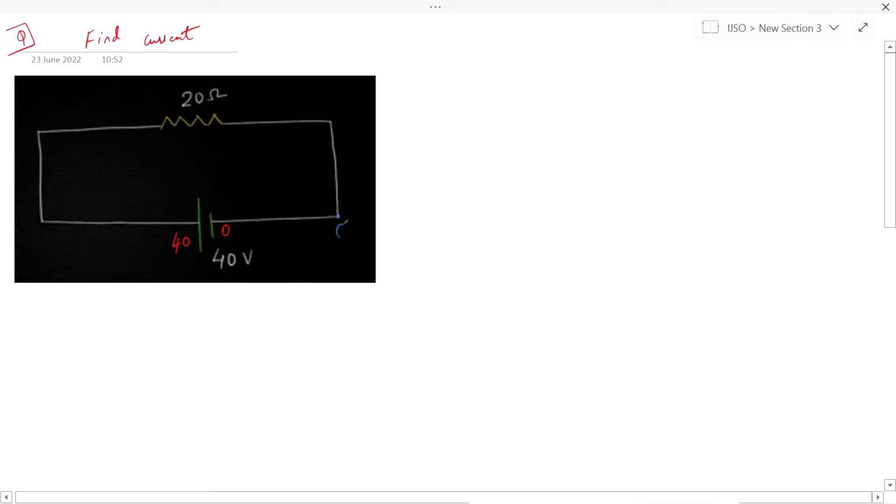So whenever there is a lower terminal, you always consider this as 0. But when the questions will become complicated, then now this is 40. This is 0. So now V equal to IR. Delta V equal to IR, correct? So delta V is change in V. So it's 40 minus 0 is equal to I into 20. So in this case, it was simple. So it's 2 amperes now.